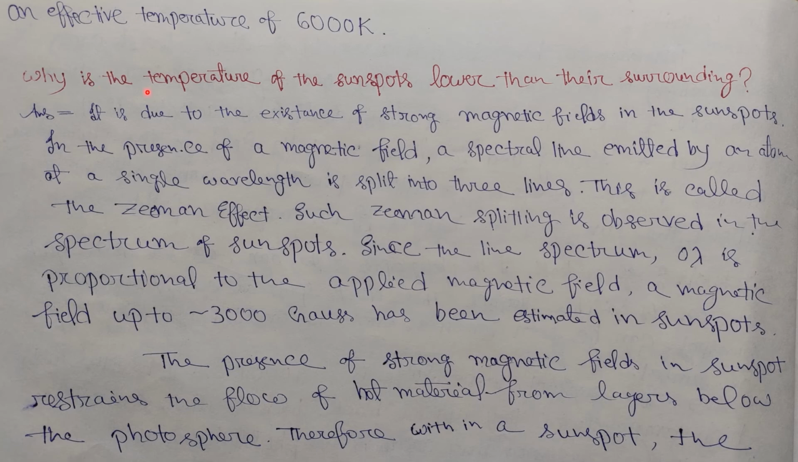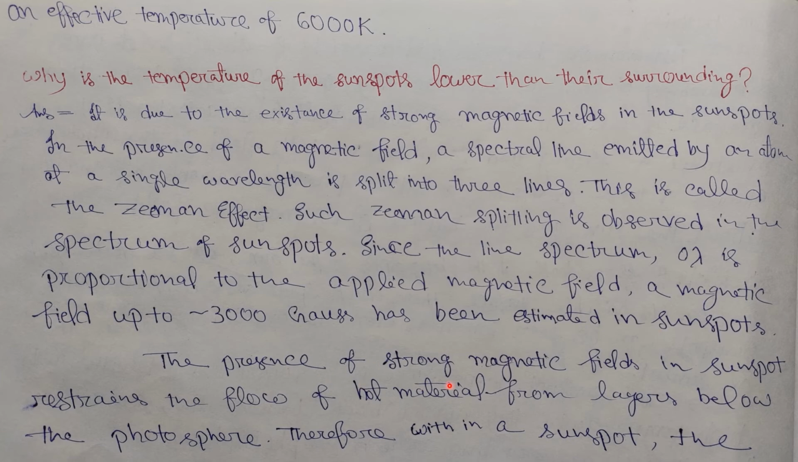Now you may ask the question, why is the temperature of the sunspot lower than their surroundings? It is due to the existence of strong magnetic fields in the sunspot. In the presence of a magnetic field, a spectral line emitted by an atom at a single wavelength is split into three lines, and this is called the Zeeman effect. Such Zeeman splitting is also observed in the spectrum of sunspots. Since the line splitting Δλ is proportional to the applied magnetic field, a magnetic field of up to about 3000 Gauss has been estimated in sunspots.